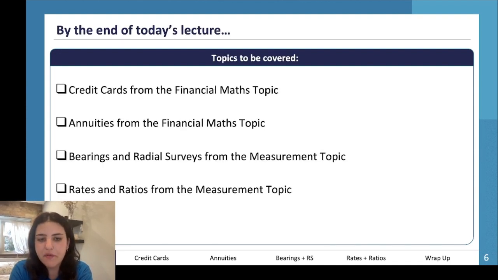Okay, so we're going to cover 4 different topics today from 2 of the overarching topics. So we're first going to look at credit cards from financial, and then we'll do annuities from financial.